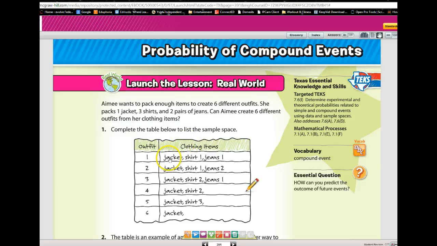So she can wear her jacket, of course. We know she can wear her jacket every single day, so we write that down in every column. Now, we know she can wear either her first shirt, or her second shirt, or her third shirt. After she picks one of those shirts, she can either wear her first pair of jeans or her second pair of jeans. So in this example up here, she picked her first shirt, her favorite shirt, and her favorite jeans. Then she could have picked her favorite shirt with her second favorite pair of jeans.